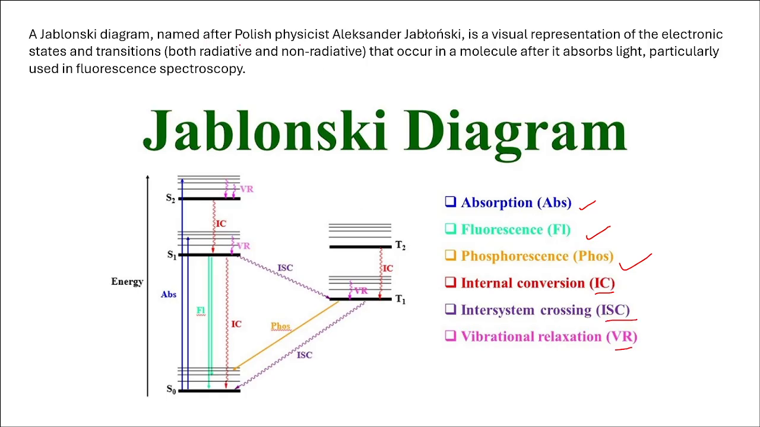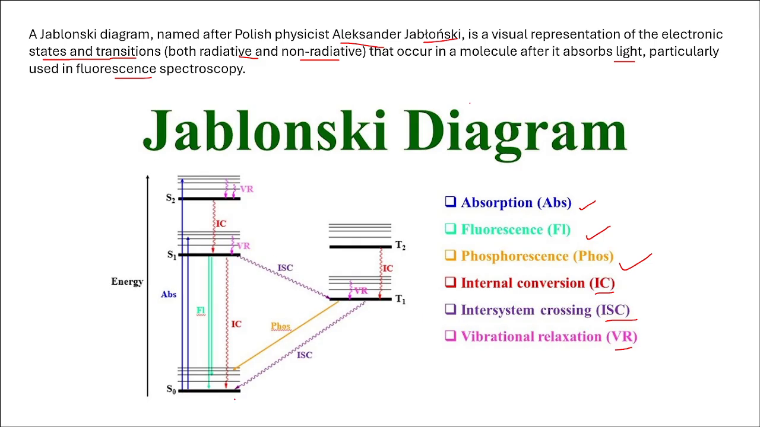This Jablonski diagram was named after the Polish physicist Alexander Jablonski, who proposed it, and it is a visual representation of the electronic states and the transitions, both radiative and non-radiative, that occur in a molecule after it absorbs light. Whenever a molecule absorbs light, it gives an account of all the electronic transitions between different electronic states, and it is particularly used in fluorescence spectroscopy.